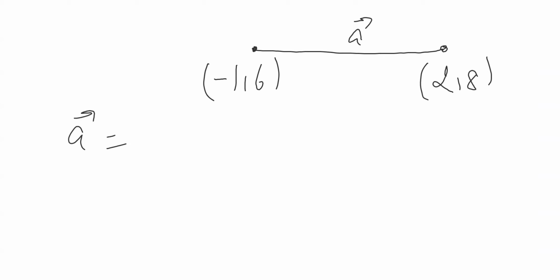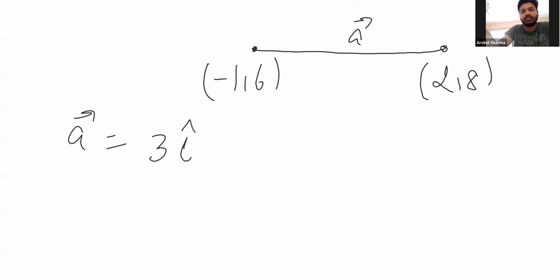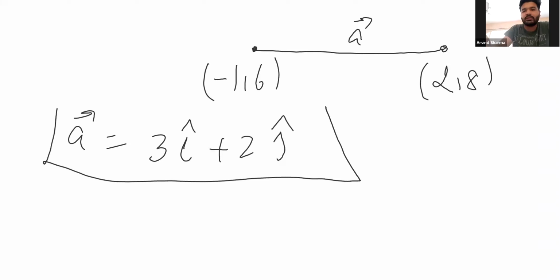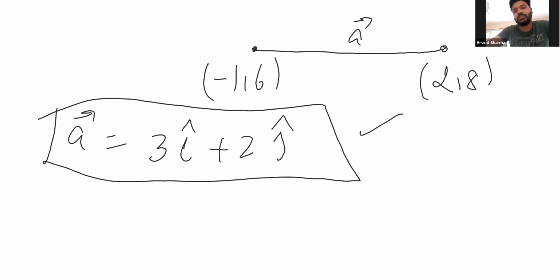Vector A is equal to 3 I cap, and 8 minus 6 is 2 j cap. So this is a basic representation of a vector, how we can represent a vector. Now the next one is the zero vector.